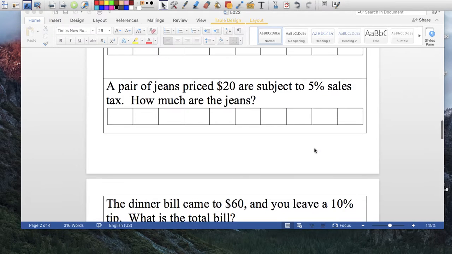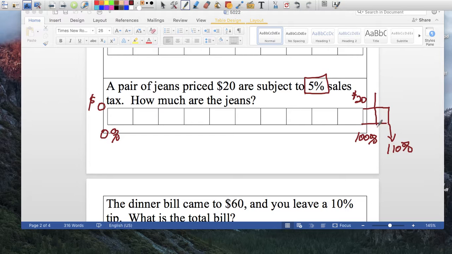Okay. A pair of jeans. So 0%, $0, and here's 100%, and this is $20, right? So we're going to say add 5%. So let me add 10. If I add 10, it's 110%, but I want a half. This is what I want, a half, right? This part. So I'm going to shade this much, 100%, and then half that, which is going to be 105%.